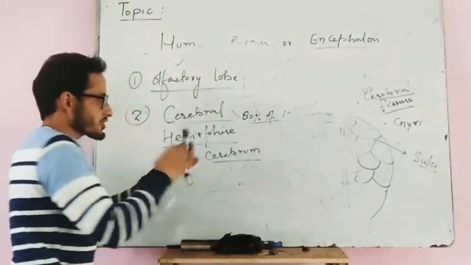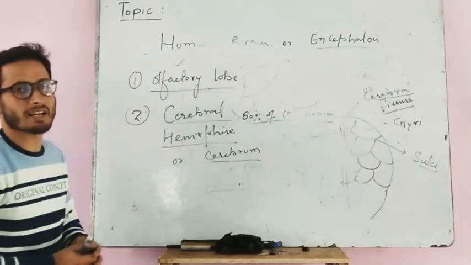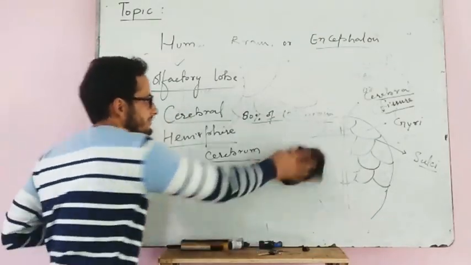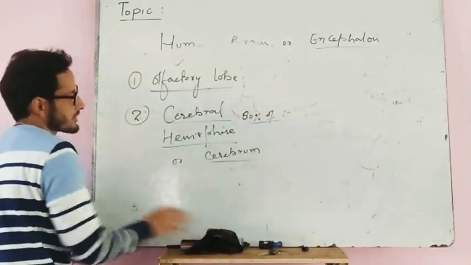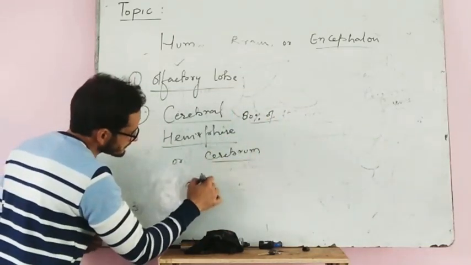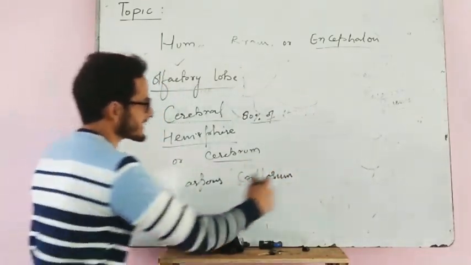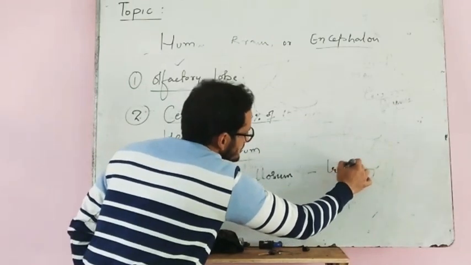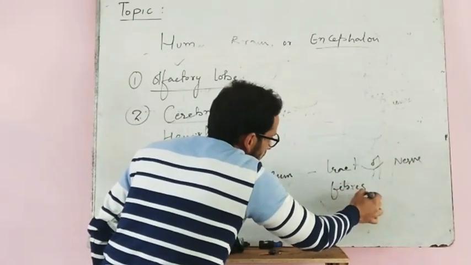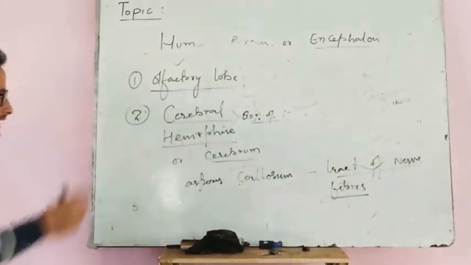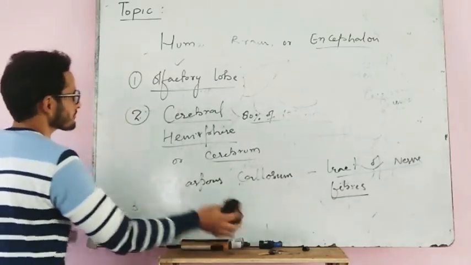And ventrally, these two cerebral hemispheres, whether the right cerebral hemisphere or the left cerebral hemisphere, remain in contact with the help of the corpus callosum. What is this corpus callosum? It is actually a tract of nerve fibers which ventrally makes the contact of the two cerebral hemispheres.